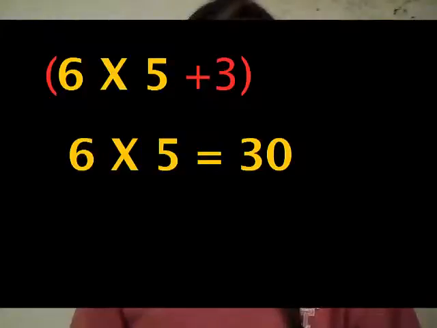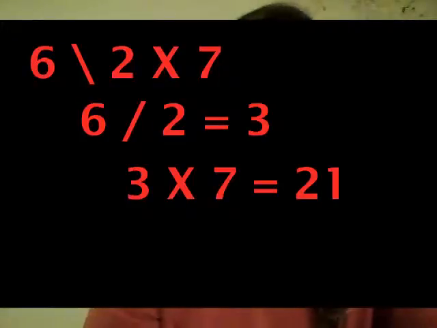In Pemdas, the E stands for exponents. In this particular equation that we're working, there are no exponents, so we're going to skip this step. Remember that we are still working inside the parentheses. So for this particular equation, we are going to do 6 times 5 before we add the 3. 6 times 5 is 30.